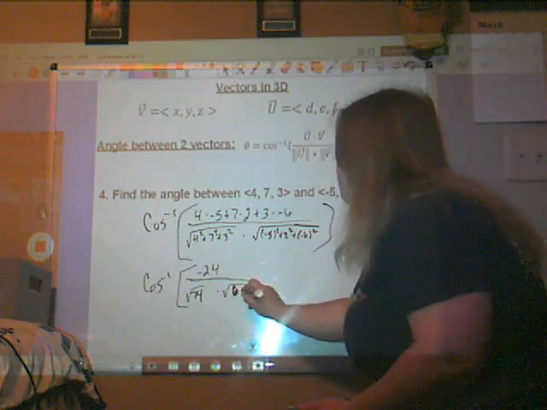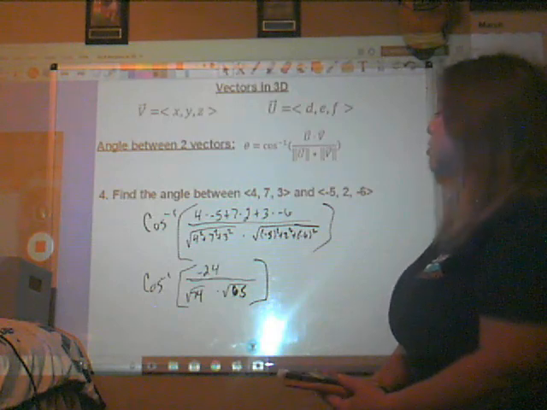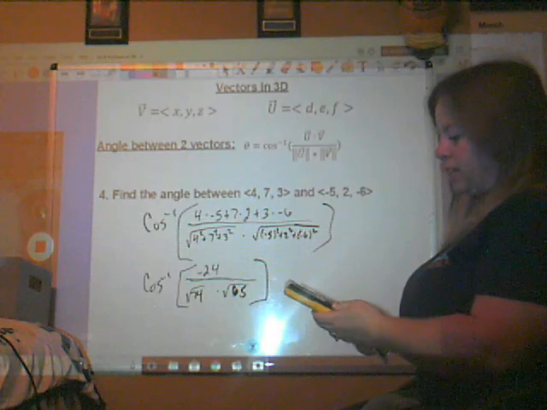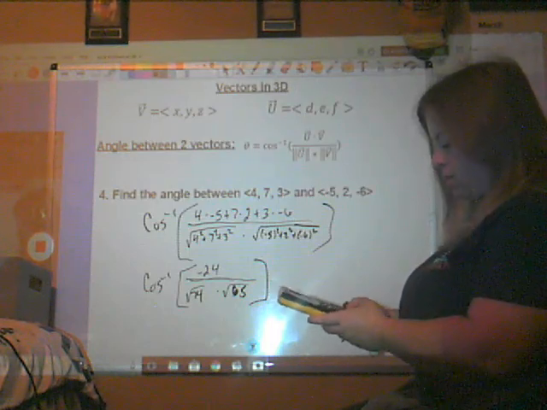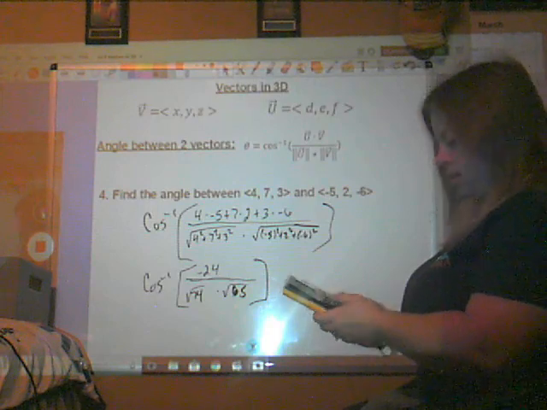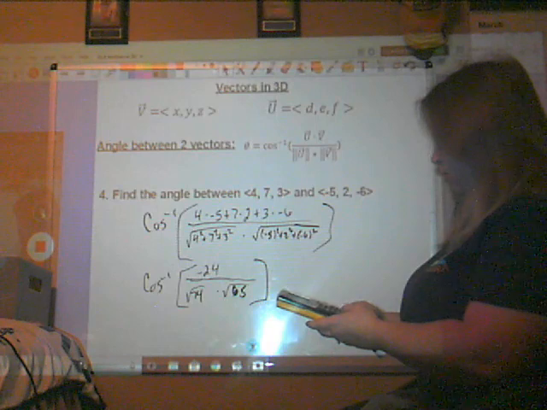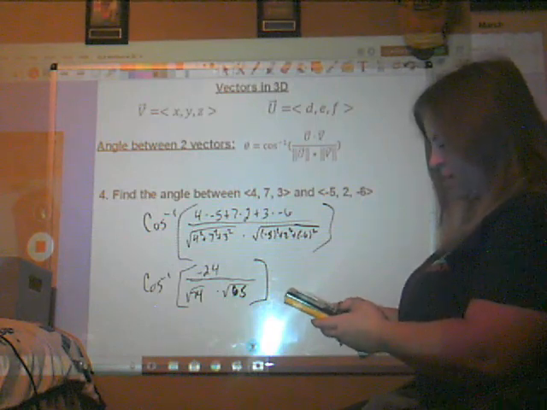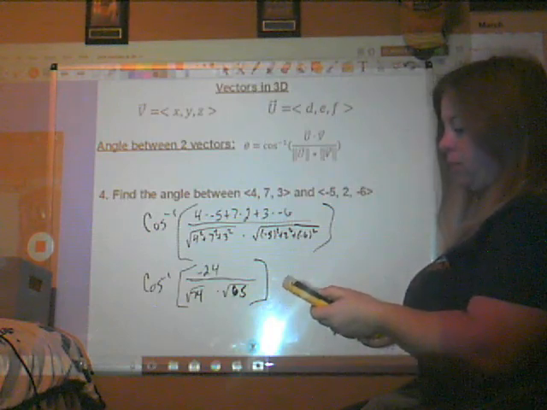You don't have to worry about simplifying these or even seeing if they reduce or anything, because we're typing them in the cosine inverse. So just like that, I'm going to type that in the cosine inverse. So second cosine of negative 24 divided by the square root of 74 times the square root of 65. And that gives me 110.25.